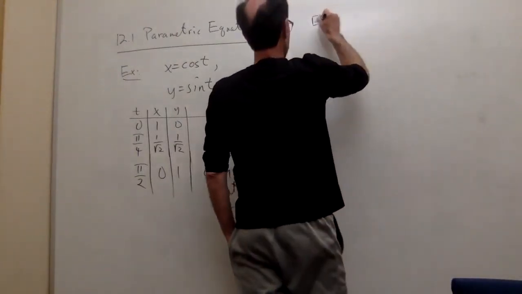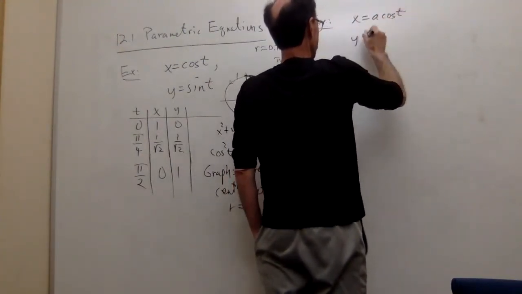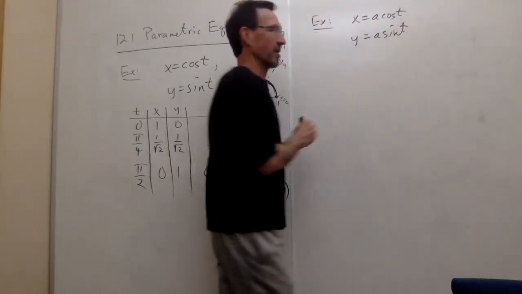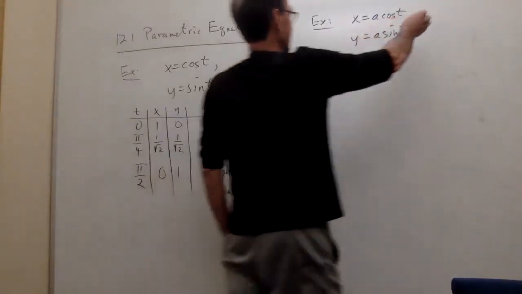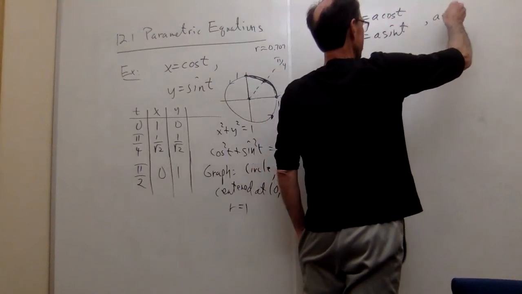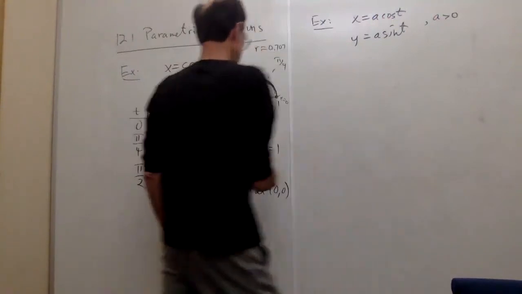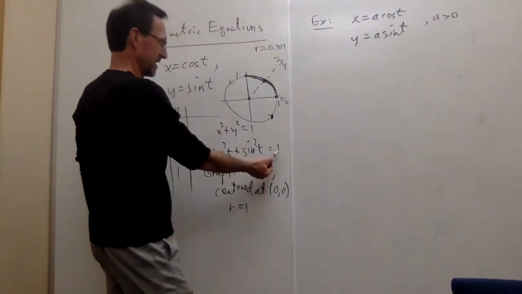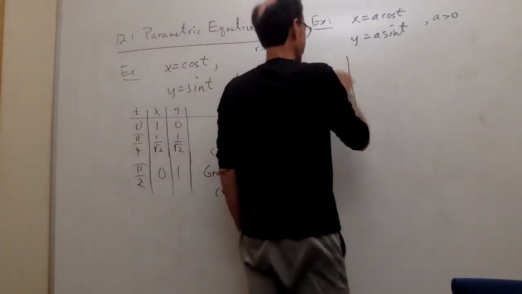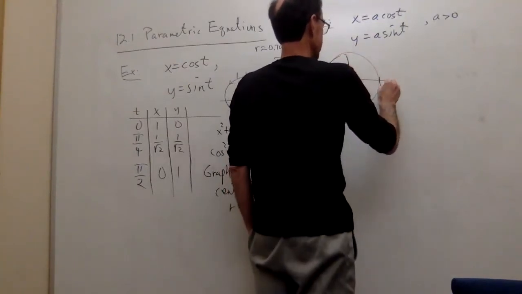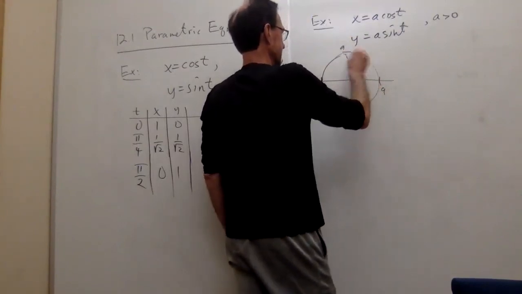Let's go to example 4. x is a cosine t and y is a sine t. I hope it's not too hard for you to believe that this is going to be a circle. If a is a positive number, let's force it, this is going to be a circle of radius a. We could prove it exactly like we did here. We get a squared over here. So the graph, now the radius is a. And the orientation is still going to be counterclockwise.